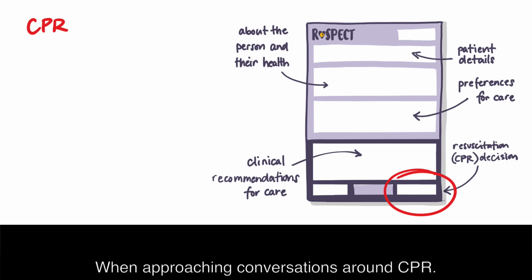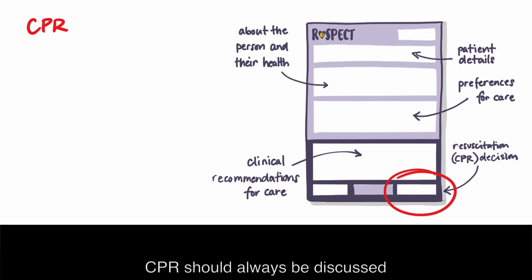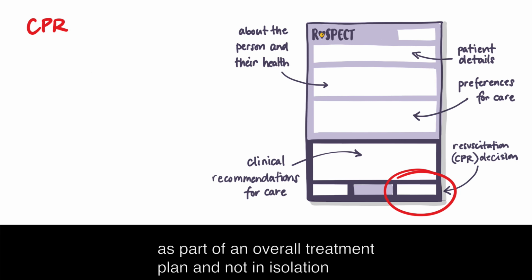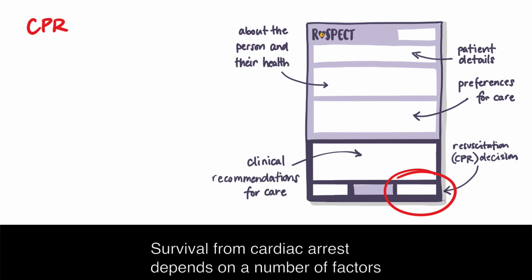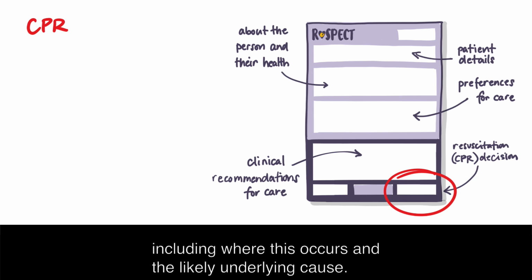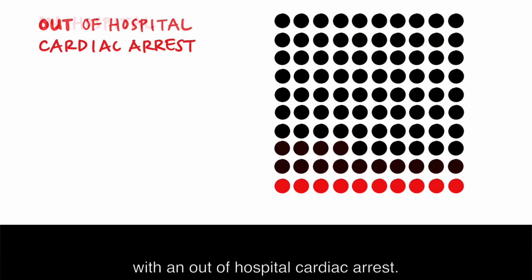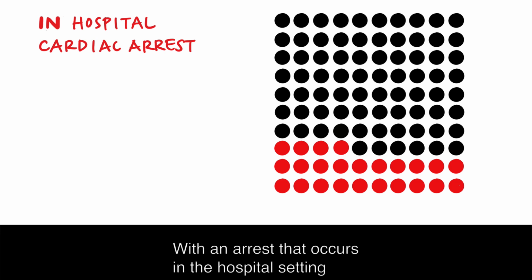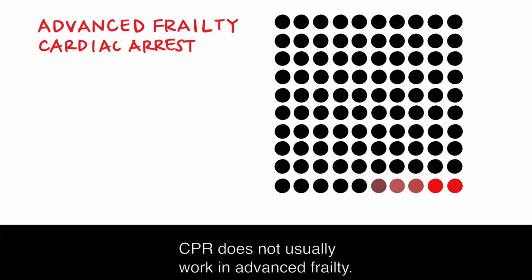When approaching conversations around CPR, it can be difficult to know where to start. CPR should always be discussed as part of an overall treatment plan and not in isolation, as this is often associated with negative connotations. Survival from cardiac arrest depends on a number of factors, including where this occurs and the likely underlying cause. Around 1 in 10 people will survive to hospital discharge with an out-of-hospital cardiac arrest. With an arrest that occurs in the hospital setting, more will survive, but these are of those deemed appropriate for CPR. CPR does not usually work in advanced frailty.